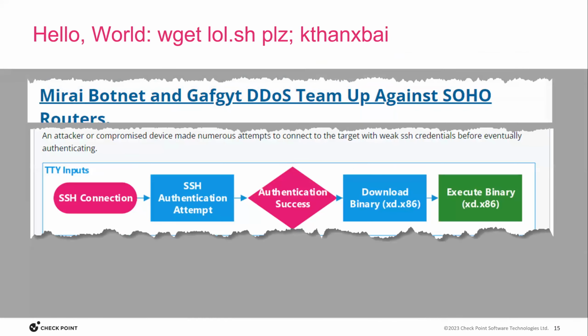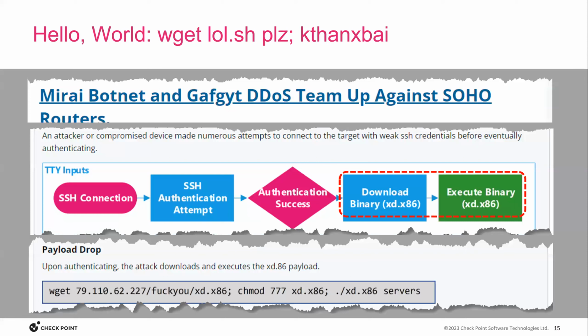xd.x86, as it turns out, is part of the Mirai botnet. And if we looked at the attack chain of Mirai, the SSH part was a little bit different. This was HTTP, but in the final steps of the attack, download this binary, execute. This is exactly what we were seeing.